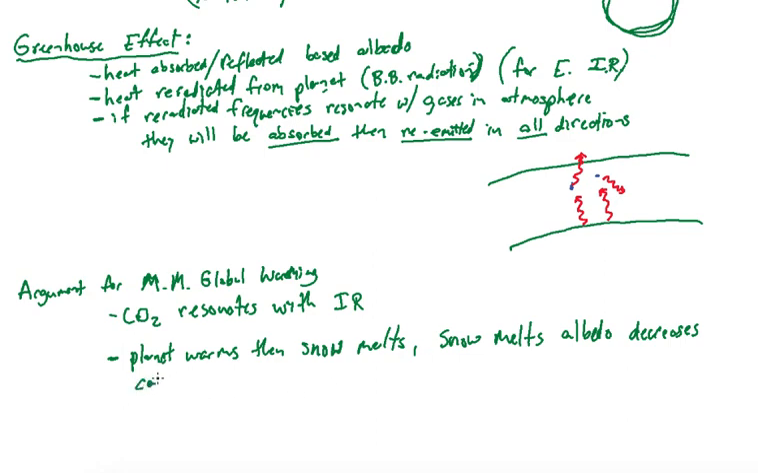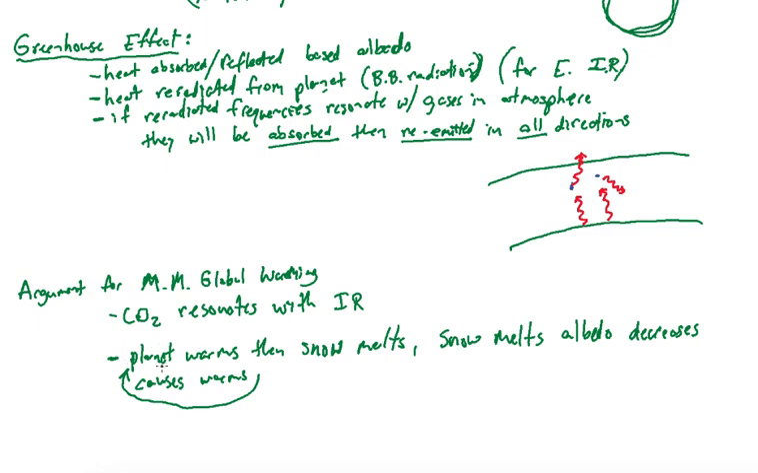So it warms even more. And if it warms more, then you just repeat this argument, right? The planet warms, snow melts, albedo decreases and causes it to warm. If it warms, then more snow melts. And if more snow melts, the albedo decreases even further and it warms even further. So it's this kind of positive feedback loop that goes around.